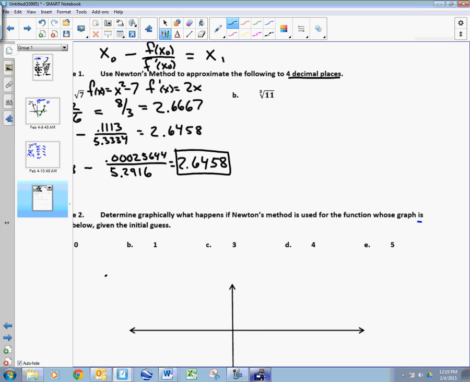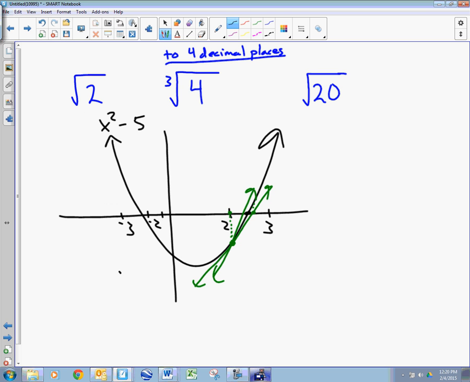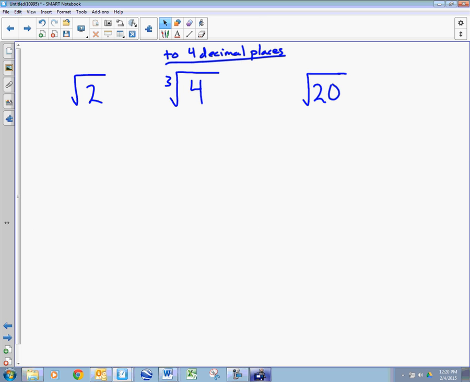So your assignment, all I want you to do, if you want to see Miss Amber, if you don't, that's fine. I just want you to do these 3 to 4 decimal places. That's it. Yeah, that's the cubed root. So that's it.